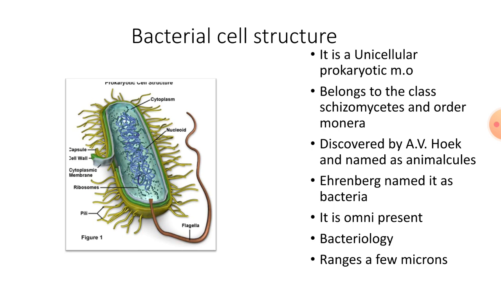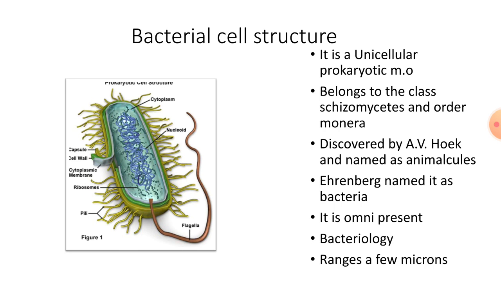Bacteria was first discovered by a Dutch scientist by name Antoine van Leeuwenhoek. And when he first observed this organism, as it was showing movements like other animals, he called them the smallest animals or animalcules. It was Ehrenberg who first named them as bacteria.